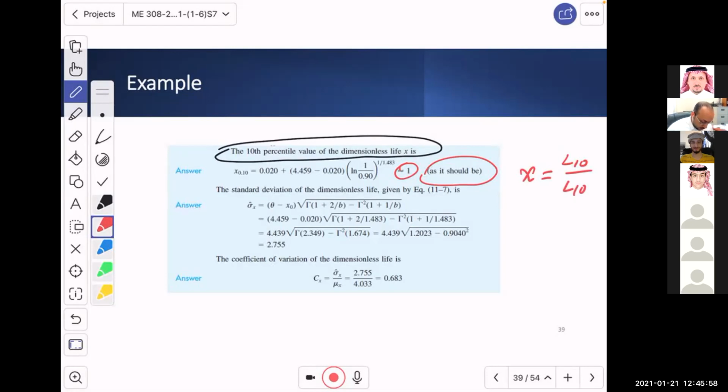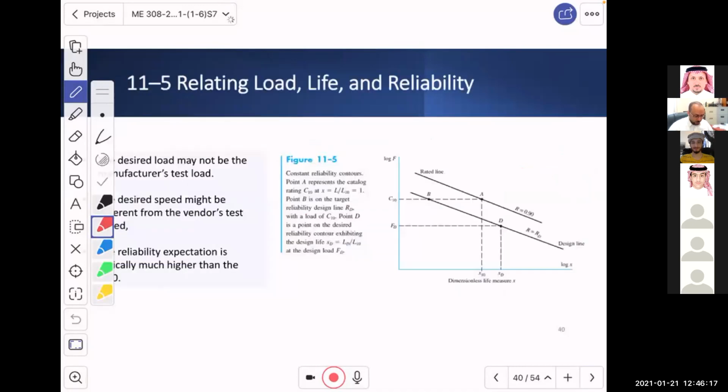So this is really good. Now here, the standard deviation, which has a gamma function as well, so you need to go to the table. And when you find the standard deviation and the mean, you can divide them and get a measure of the variance. Now, what I want you to know is the following. What do we want? To relate the load, life, and reliability.